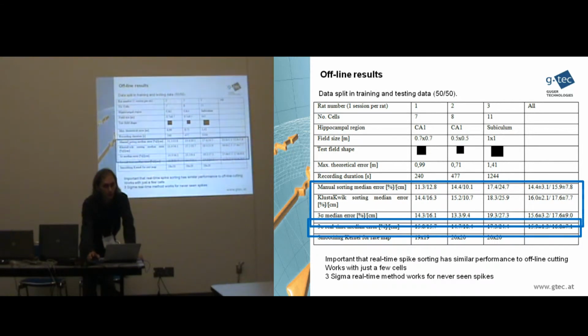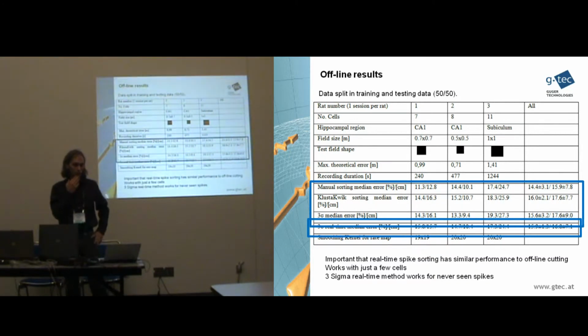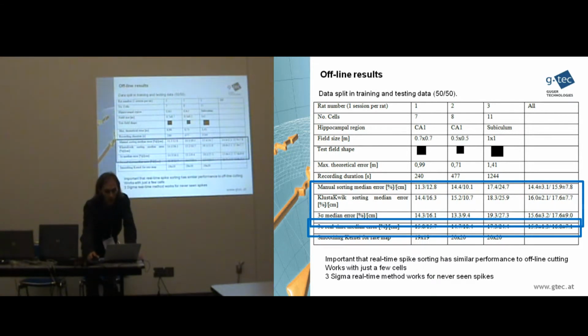So the manual sorting algorithm, like explained before, gave us an error rate of about 14%. Then we looked at the cluster cutting algorithm. This is an algorithm developed by David Redish, so it's a well-known algorithm that's very often used, which gave us a 16% error rate, and our 3 sigma method gave us 15.6%.